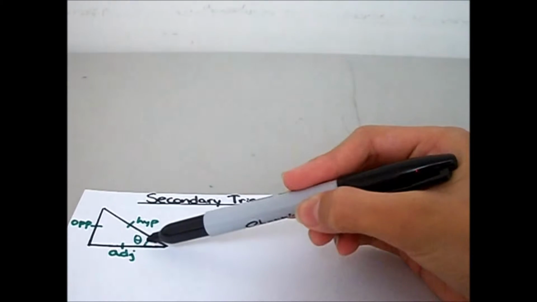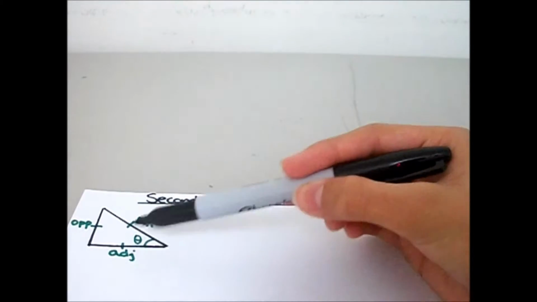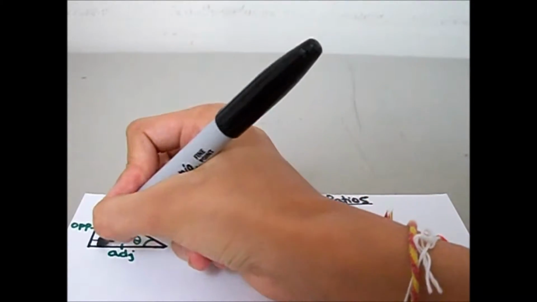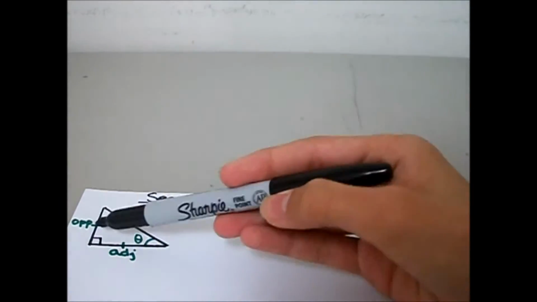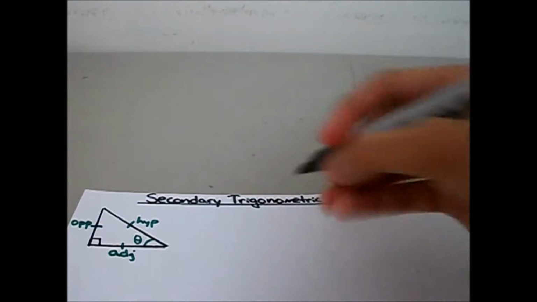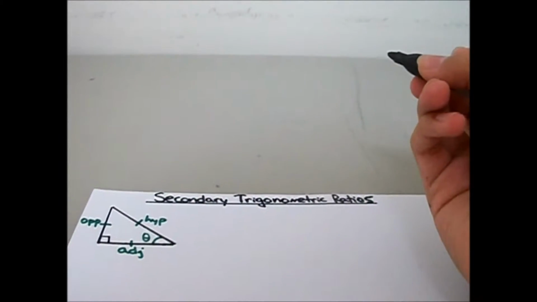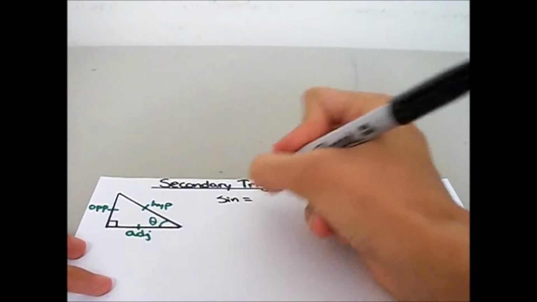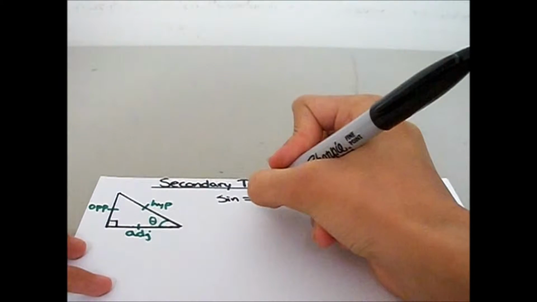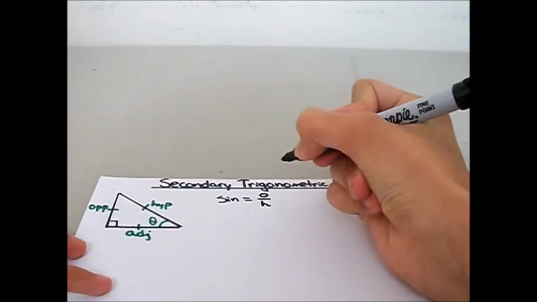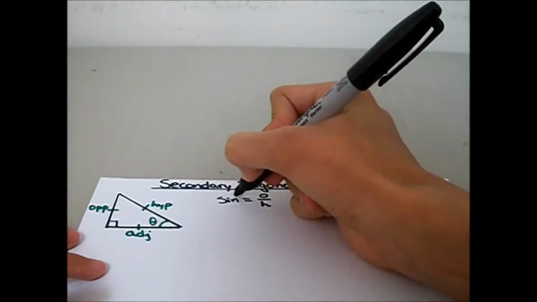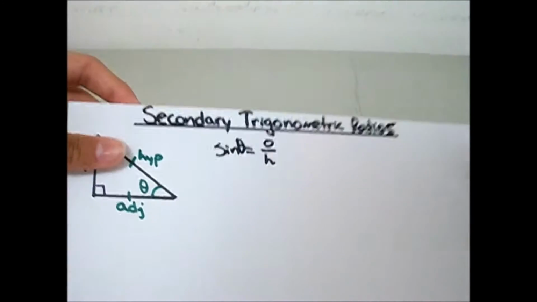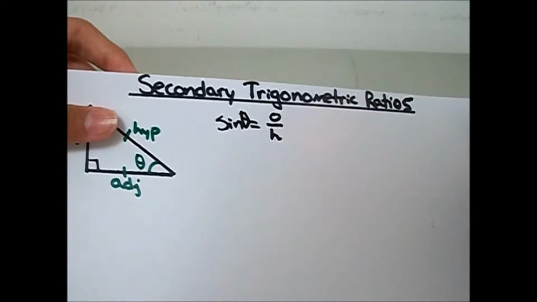Suppose I have my reference angle here. This is adjacent, and this is the hypotenuse of the triangle, the longest side, opposite the right angle. Let me start off with the first one, the sine ratio, which states that the opposite is over the hypotenuse. So sine of the reference angle is equal to opposite divided by the hypotenuse.